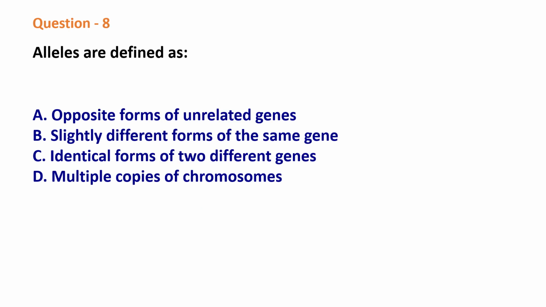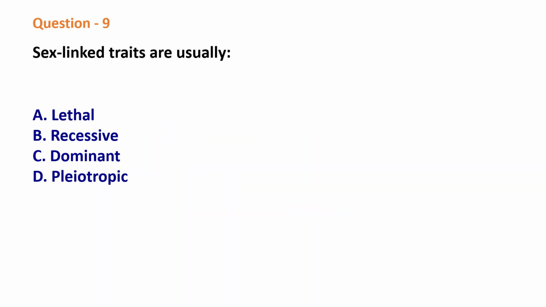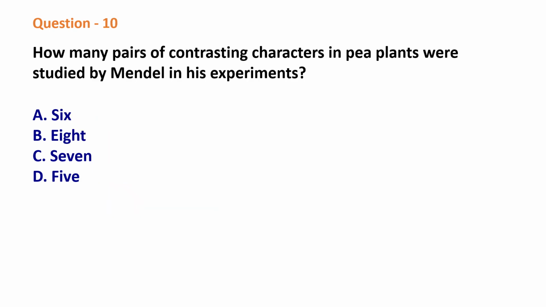Question 8. Alleles are defined as opposite forms of unrelated genes, slightly different forms of the same gene, identical forms of two different genes, multiple copies of chromosomes. The correct answer is slightly different forms of the same gene. Question 9. Sex-linked traits are usually lethal, recessive, dominant, pleiotropic. Correct answer is recessive.